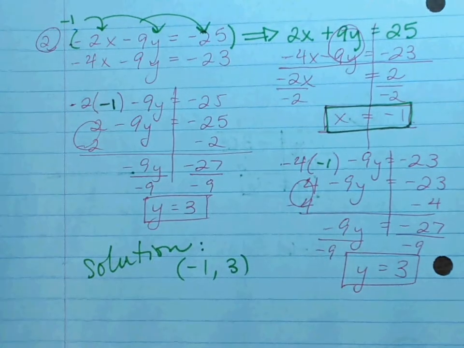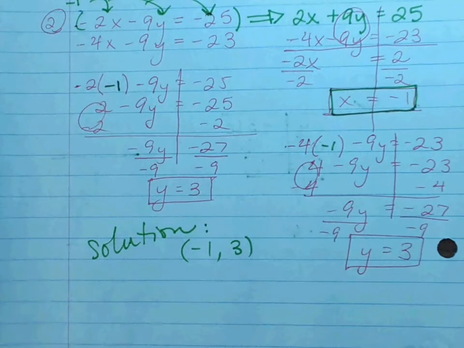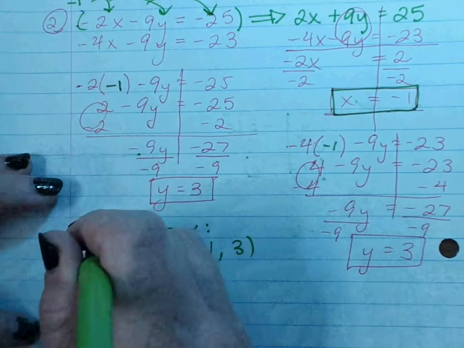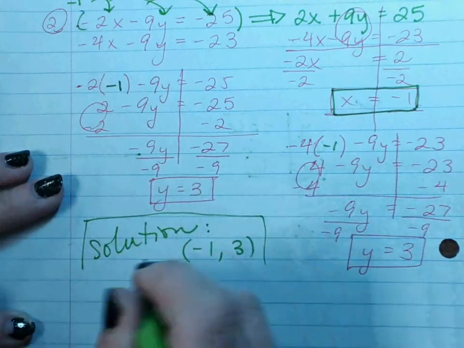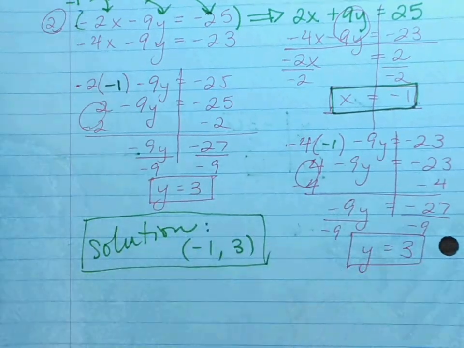So if we were to graph this, what would happen with our 2 lines? Good. We just found their intersection. They would intersect at negative 1, 3. So that would be our solution.